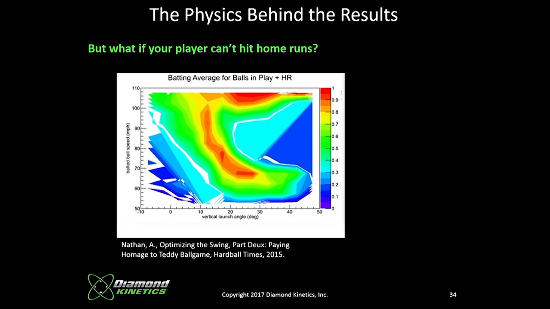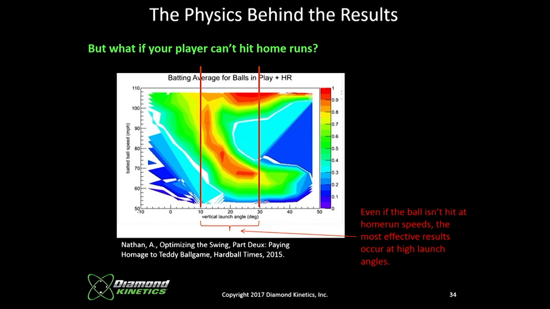Well, this is some more work by Alan Nathan that shows not just home runs, but probability of base hits in general. And the red, again, shows highest probability, so red's 100%. If you focus on the red area in this graph, it falls between 10 degrees and 30 degrees. So even if you're not a guy that can hit the ball at 90 plus miles an hour, these balls are still effective. They're still base hits.